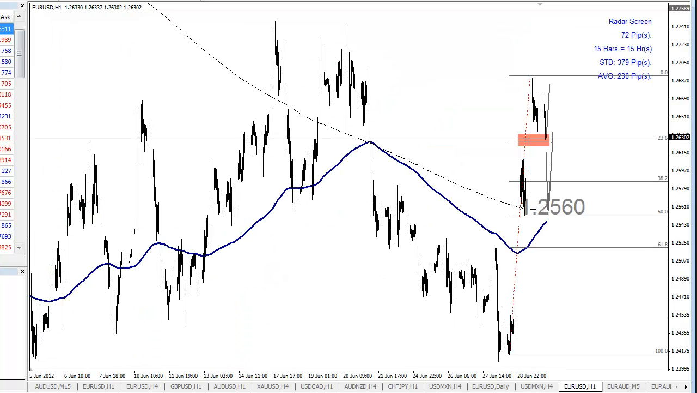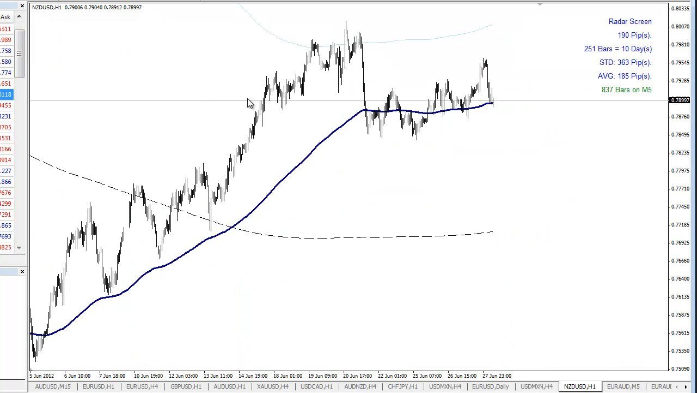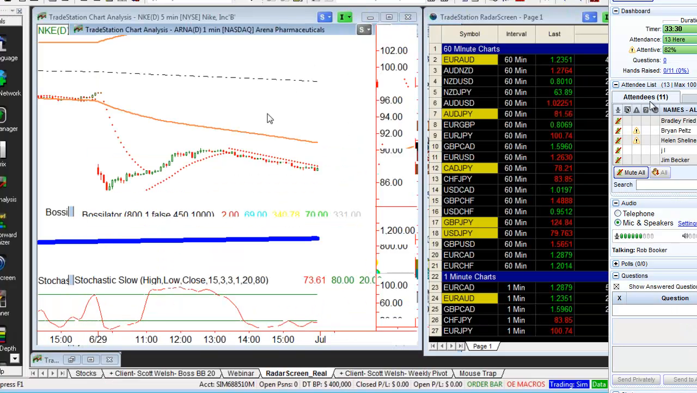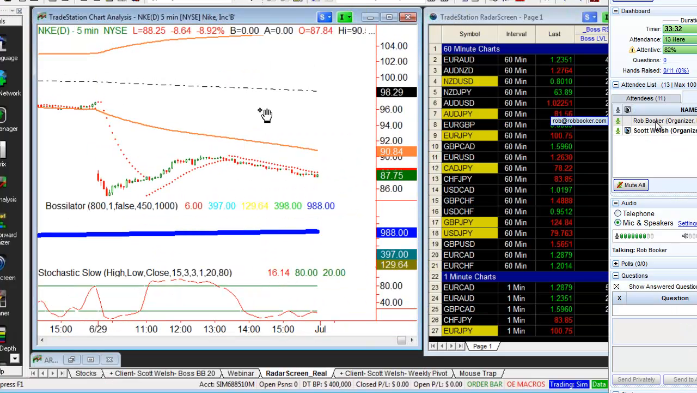Well, I'm going to pull up a 1-hour chart on the New Zealand dollar, U.S. dollar, and take a look at that. Unless you've got something else that you'd like to look at.